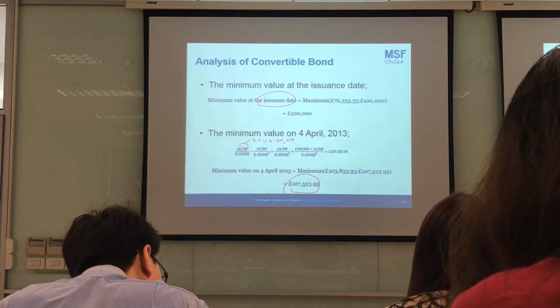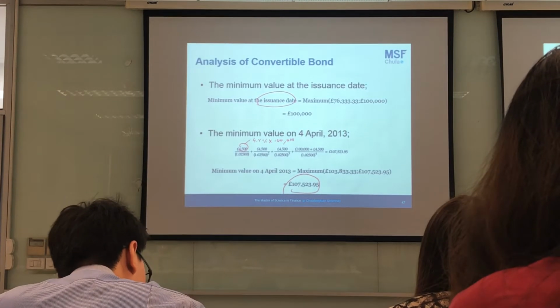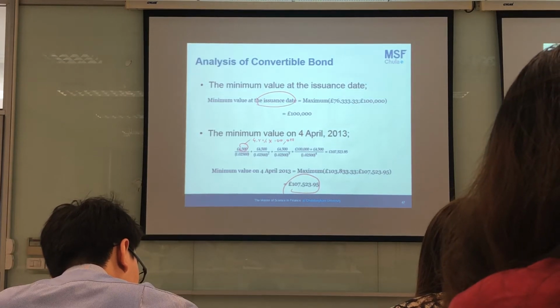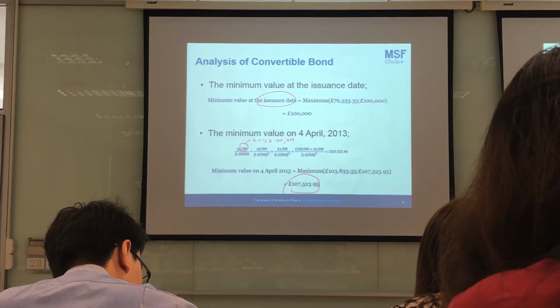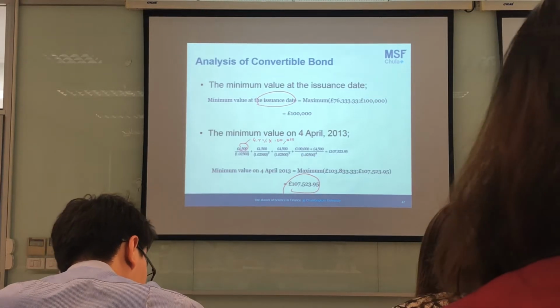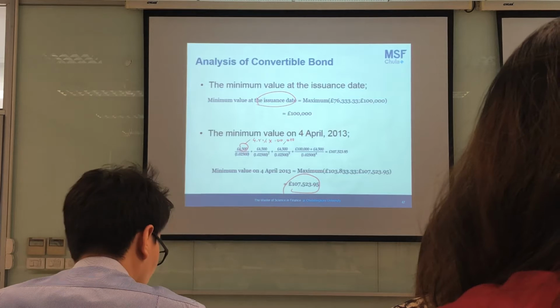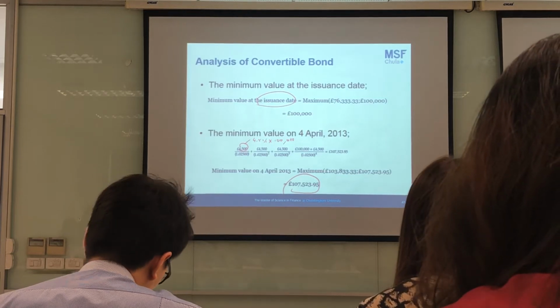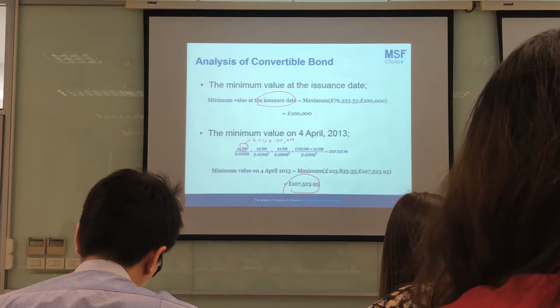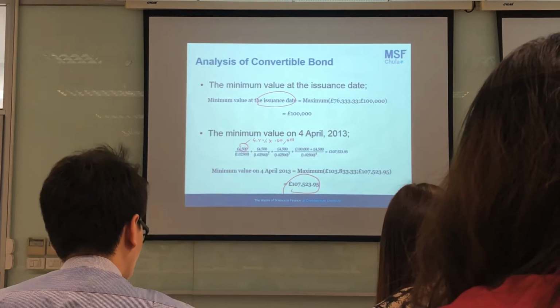The reason is the value of the call on the stock. As you can see that right now, the value of the stock is higher than the exercise price, the conversion price. So investors pay for the option. That's why this convertible bond is higher than the par.